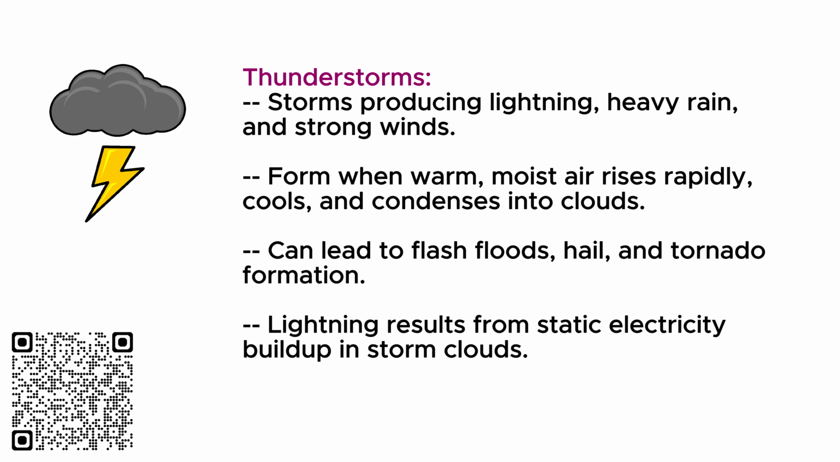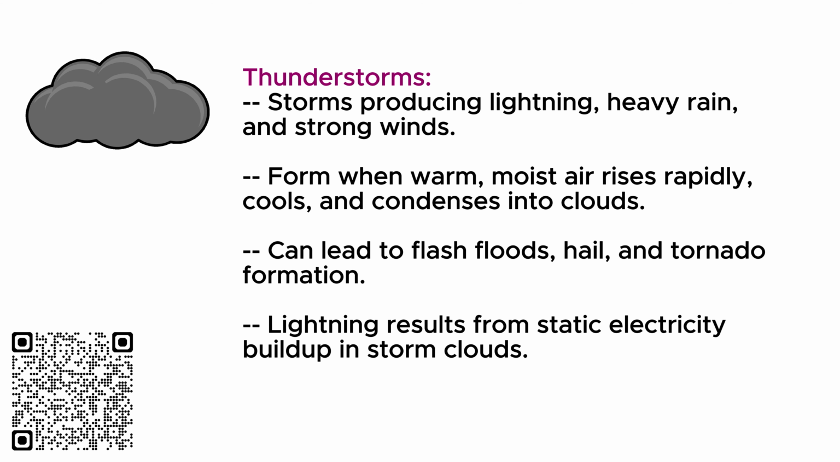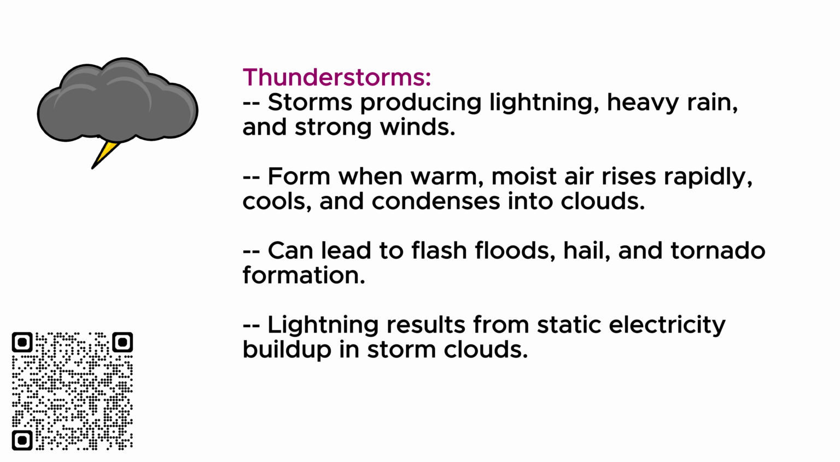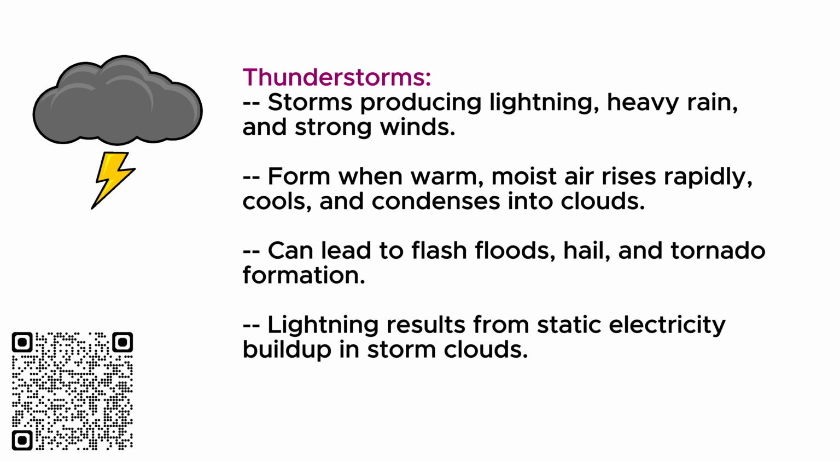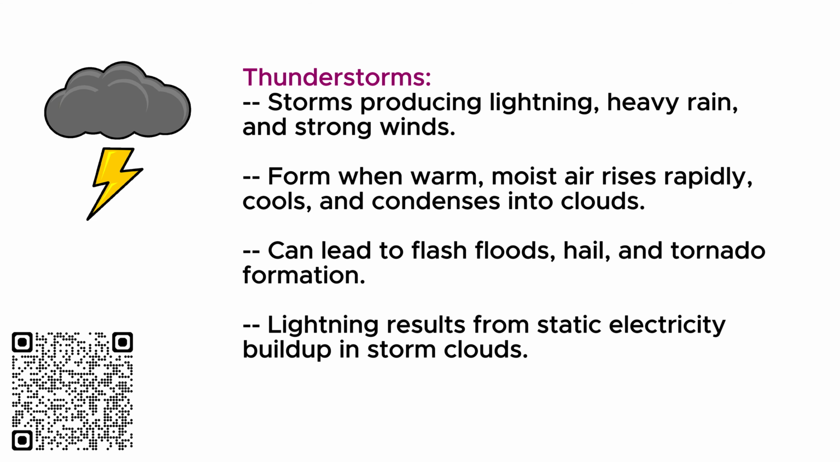So how does lightning form? Well, lightning is a giant spark of electricity that occurs when there's a separation of electrical charges within a thunderstorm cloud. So it's like static electricity on a massive scale. Yeah, pretty much. The thunder we hear is the sound produced by the rapid heating and expansion of the air around the lightning bolt. So it's all connected.